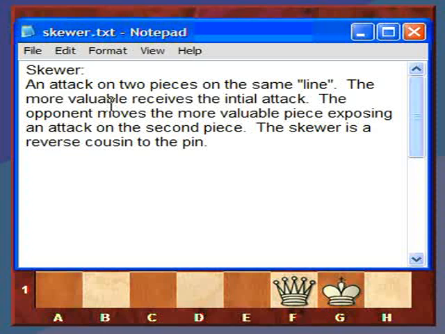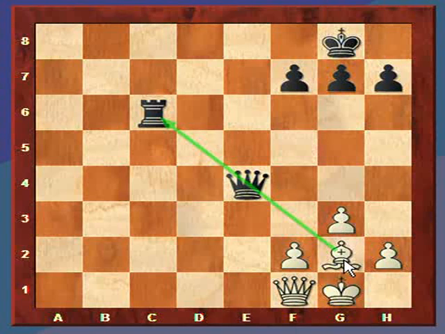It says the more valuable piece receives the initial attack. The opponent moves the more valuable piece, exposing an attack on a second piece. So that's what we have here. The bishop is attacking the queen, which is more valuable than the rook. The queen moves, and we have an attack on the less valuable piece.